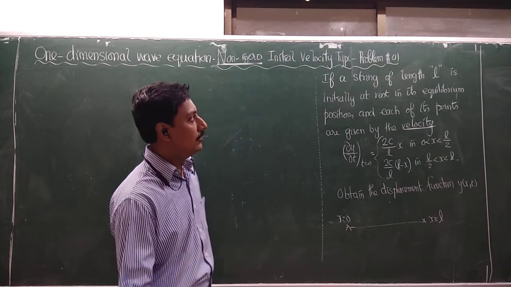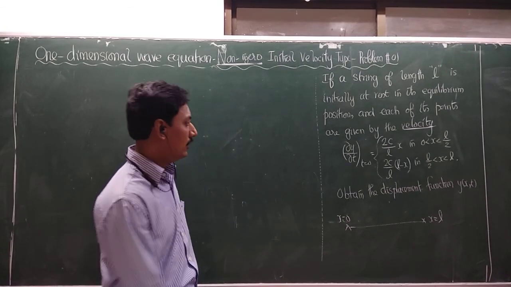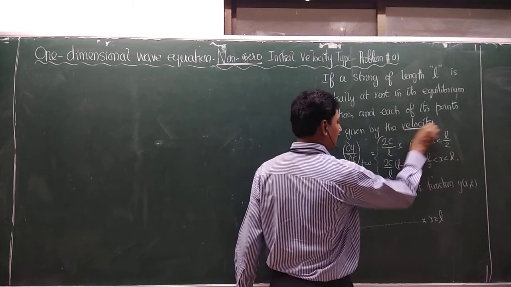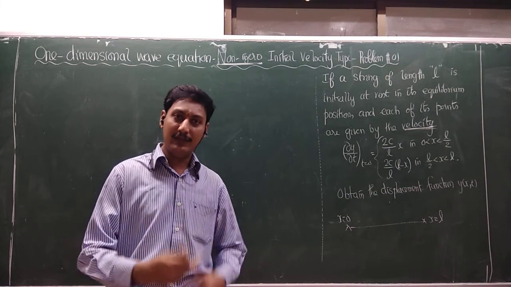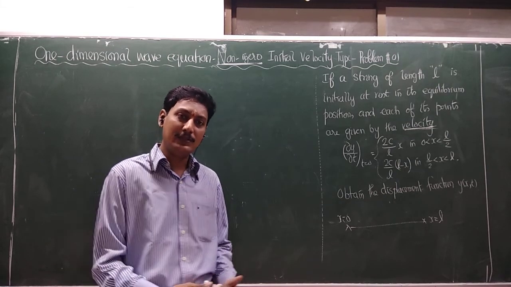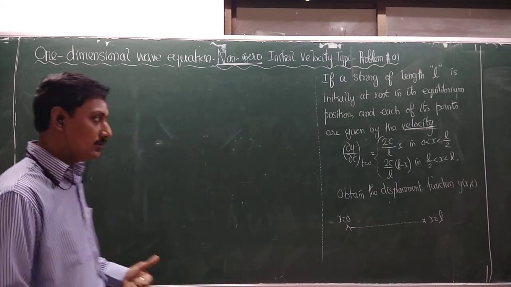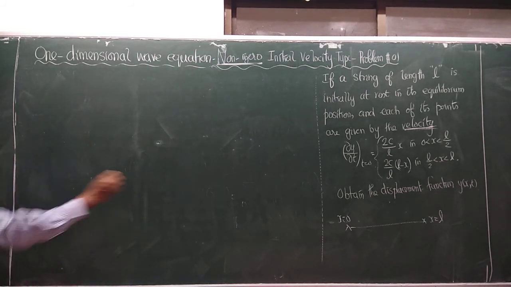So this is the non-zero initial velocity case. Why is it non-zero? What's the given data? The given data is velocity. So in this case, we allow the string to vibrate by giving some velocity. Once it is velocity, what are the boundary conditions? Let us see that one by one.